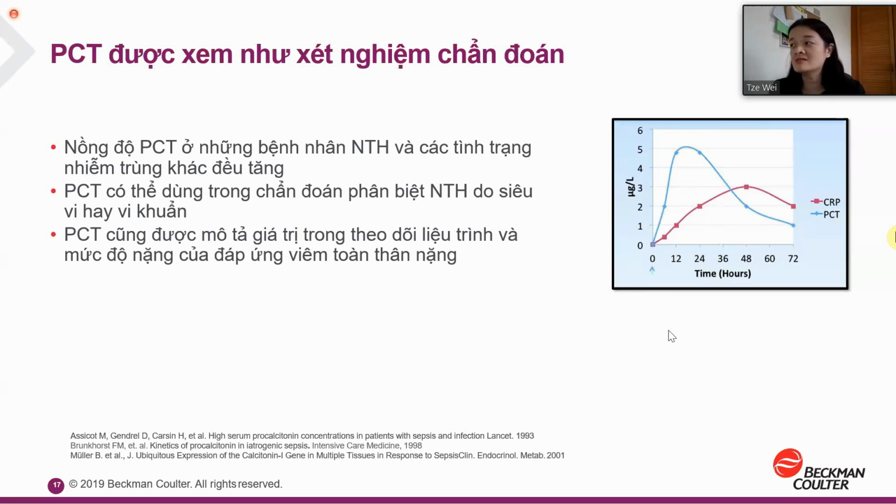And just to compare against a very commonly used marker in the laboratory, CRP, you can see that PCT actually rises a lot earlier on in the infection as compared to CRP. And we do know that CRP is a fairly cheap biomarker, but it is elevated in a variety of conditions, not necessarily related to infection or sepsis. In certain inflammatory conditions, we also see a rise in CRP.